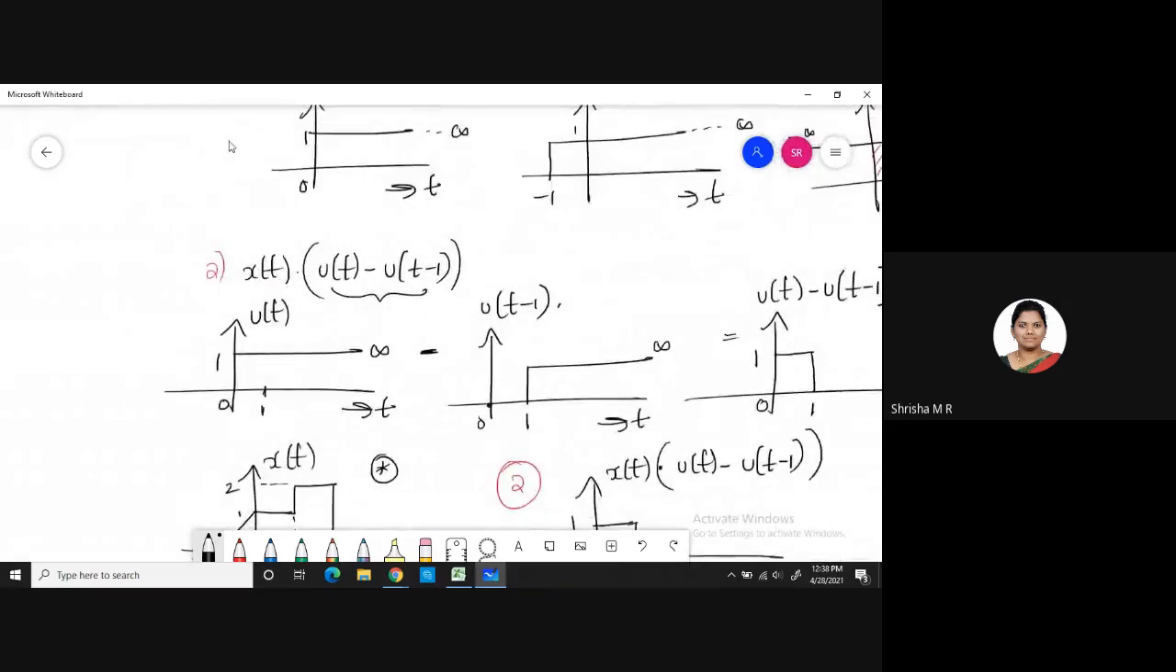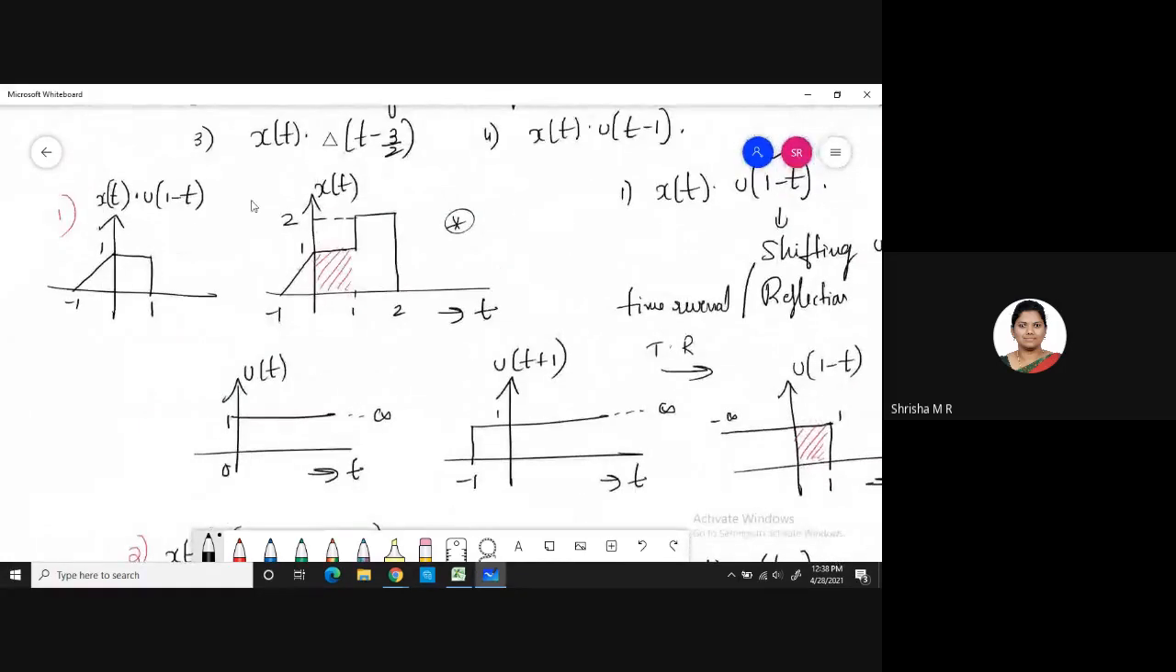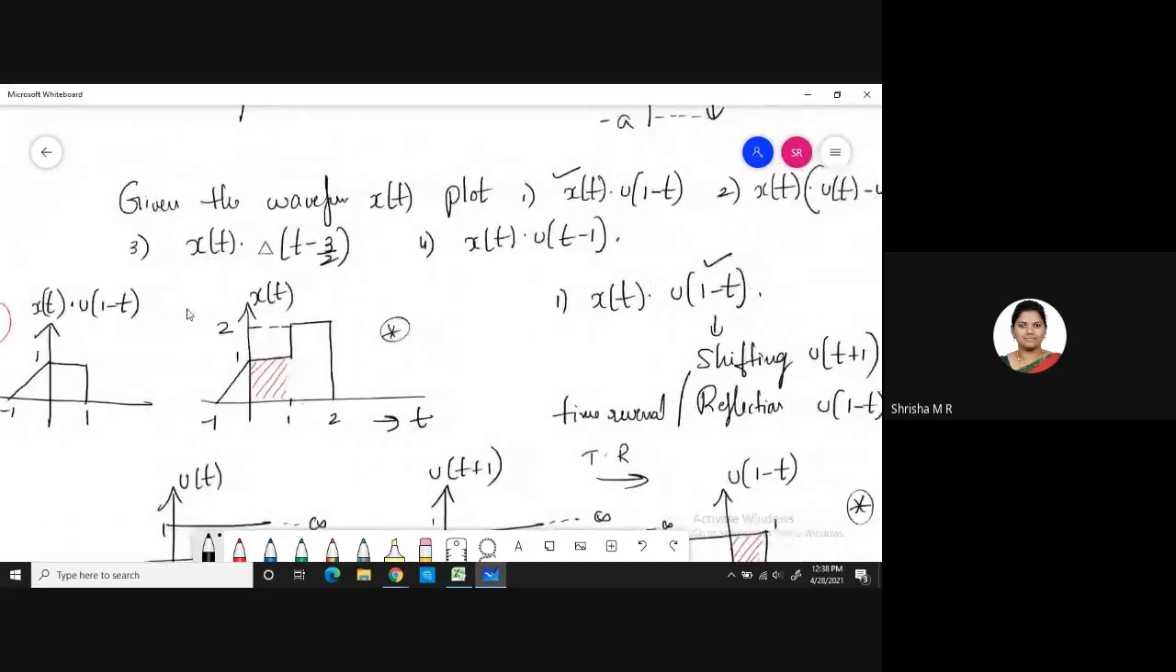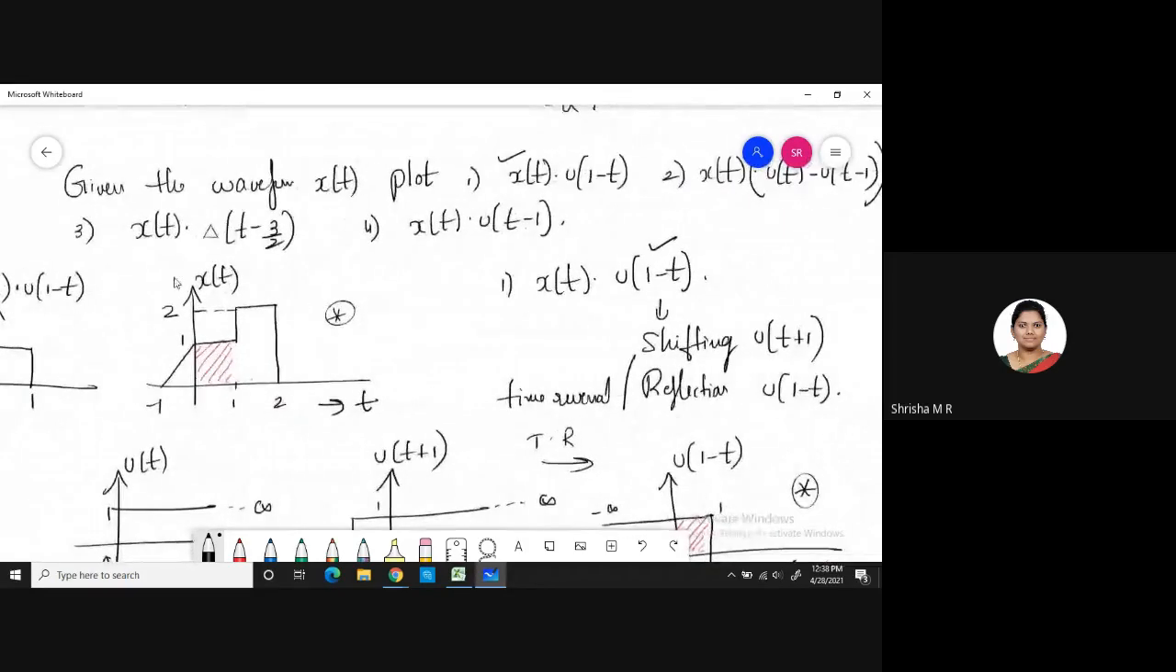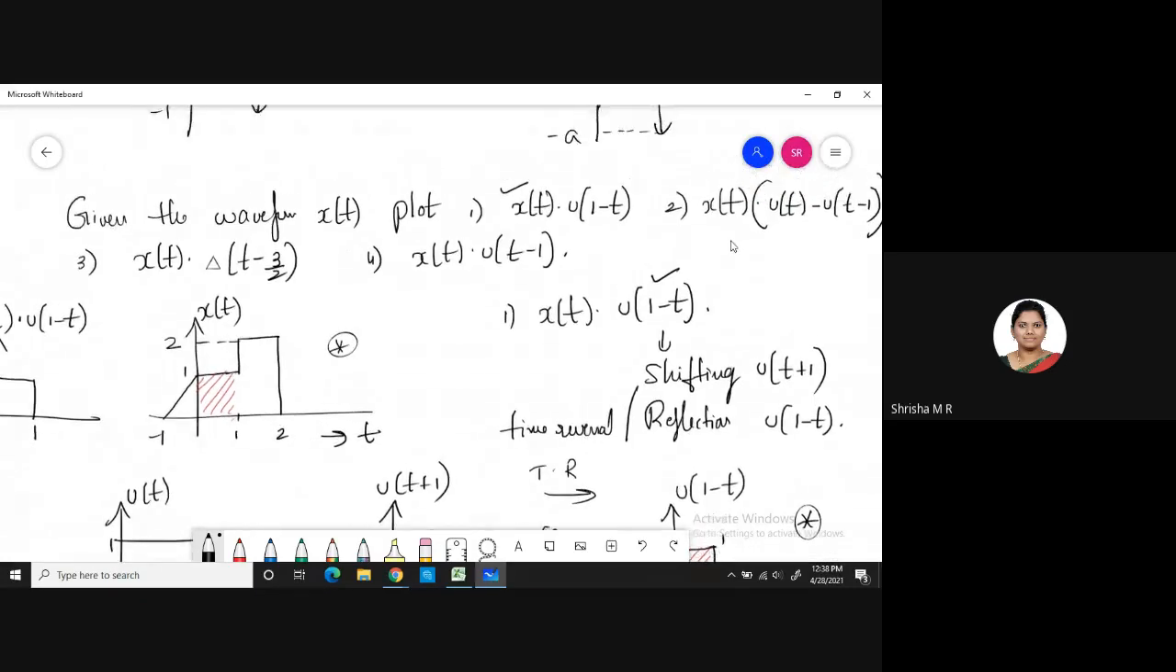Whoever didn't understand or whoever has joined late, just have a look here. You have been given a waveform x of t. This is x of t. And you have to plot x of t into u of 1 minus t, x of t into u of t minus u of t minus 1, x of t into delta of t minus 3 by 2, and x of t into u of t minus 1. So first we'll plot x of t into u of 1 minus t. This is our x of t, we know. They'll not give you u of t. You have to know what is unit step. They'll just give you x of t and tell you to plot all these.